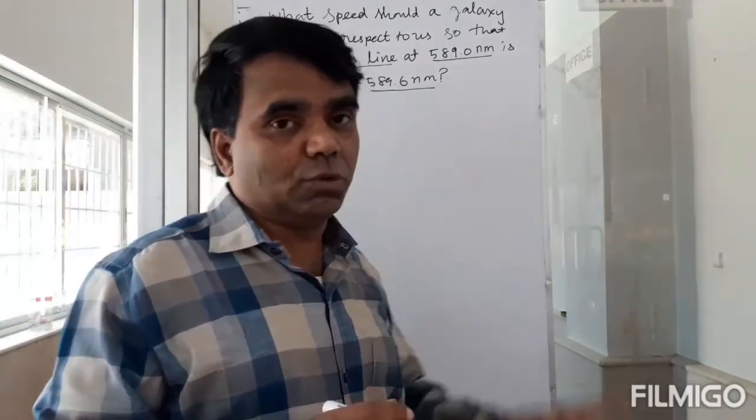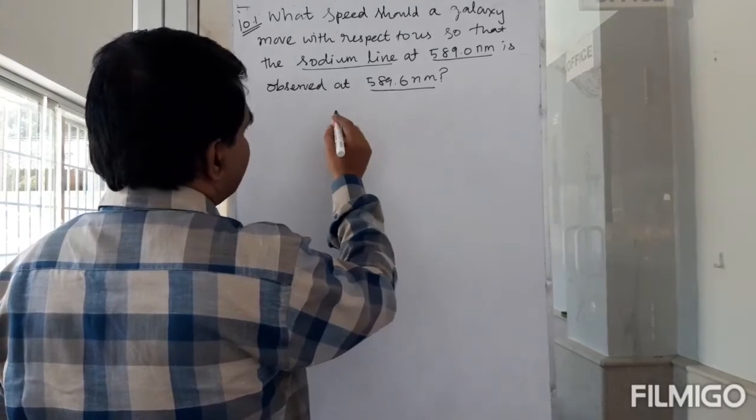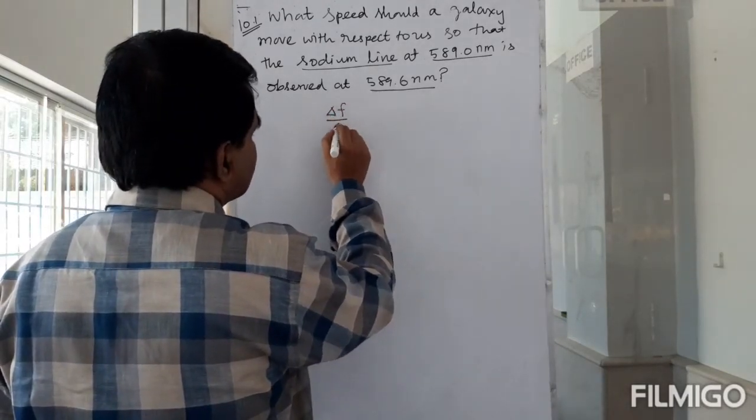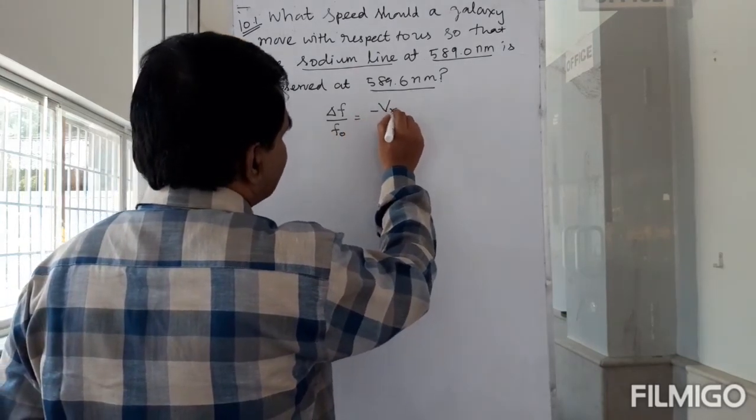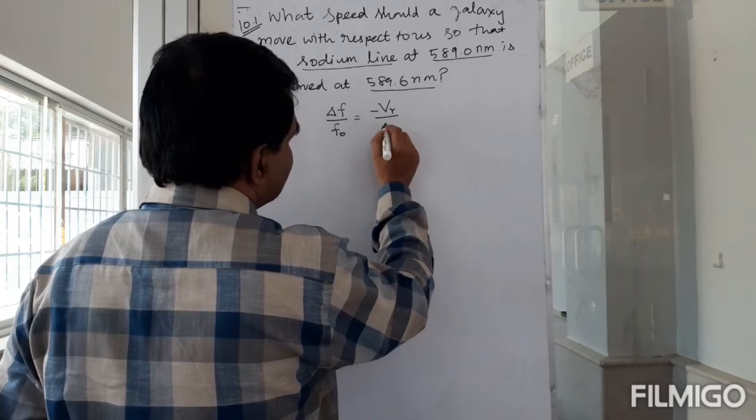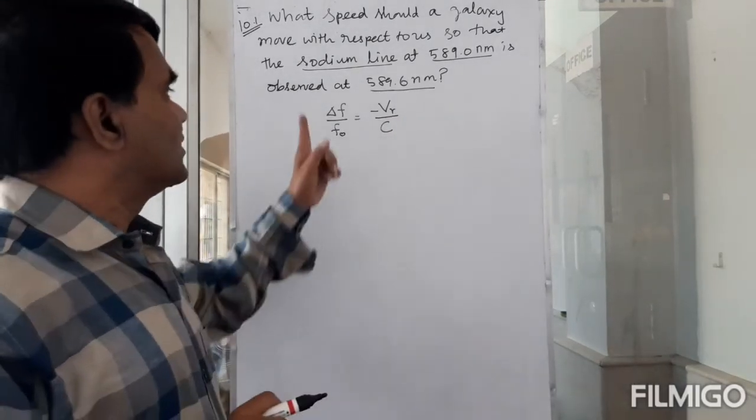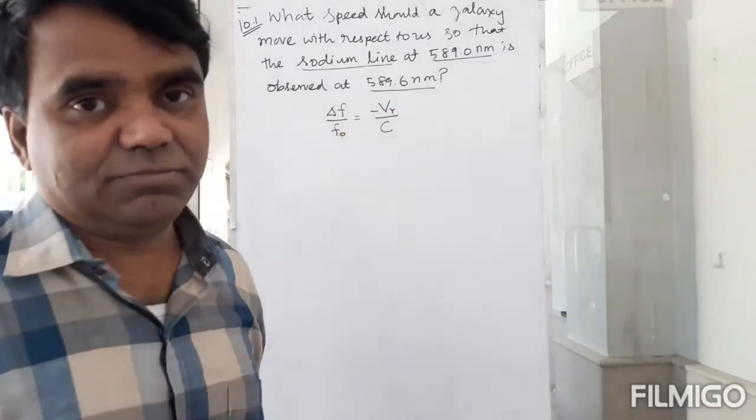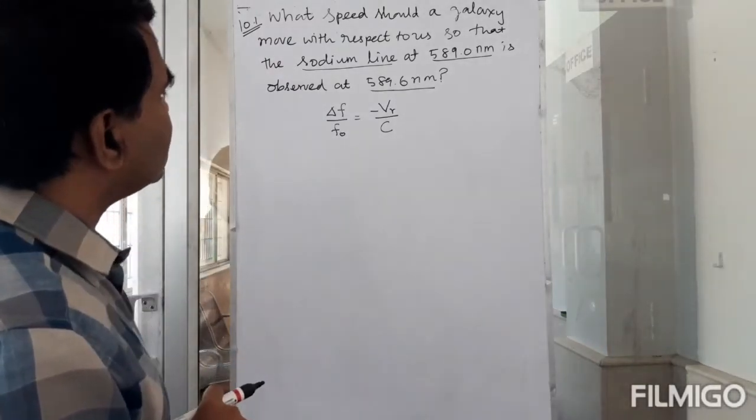Okay. Now what do we know? The expression that we derived was this: delta f divided by f naught is equal to minus V radial divided by the speed of light. This is what we did. So delta f is what you need to find. What is delta f? Delta f is final minus initial. Okay, final minus initial.